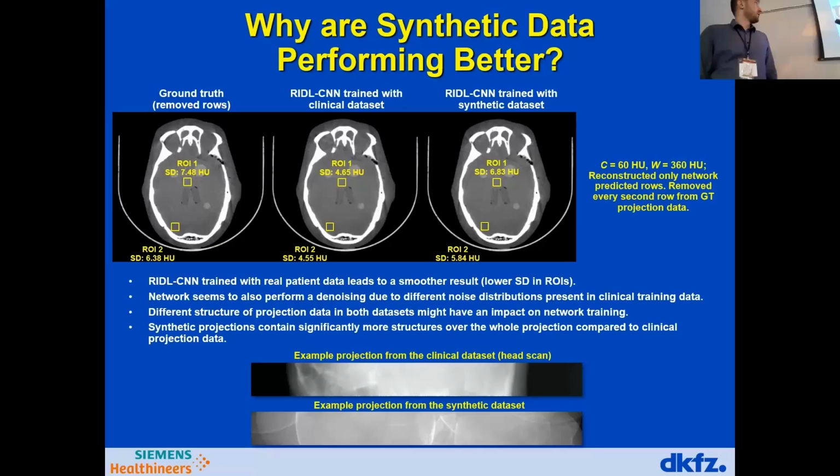So this would be one hint why the network trained on synthetic noise-free data provides better results compared to the clinical data. Further, if you look at the bottom images, you can see a different structure of the projection data in both data sets. The synthetic data projections contain significantly more structures over the whole projection compared to the clinical projection data.